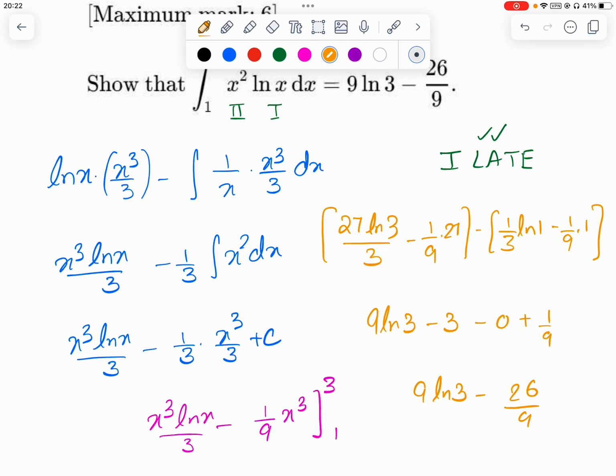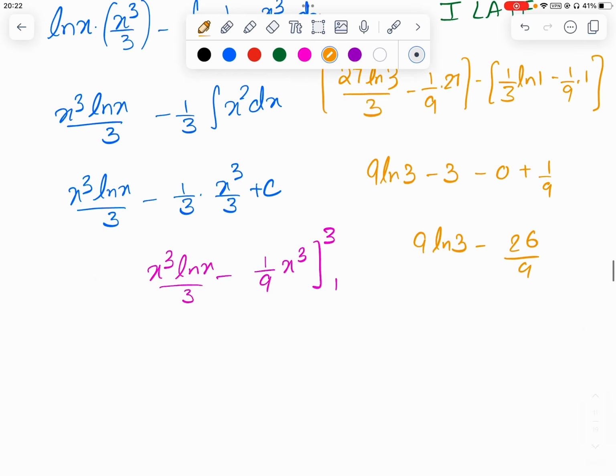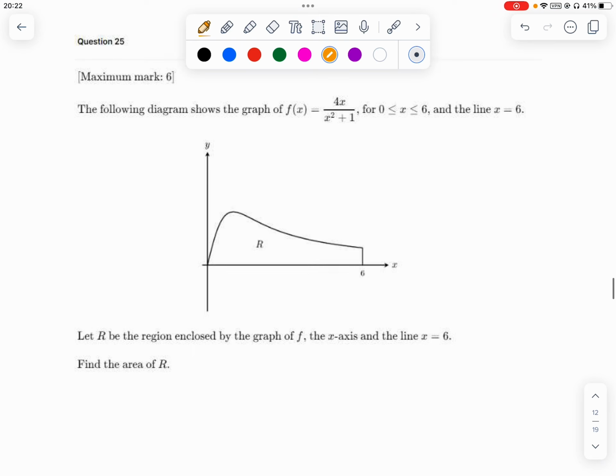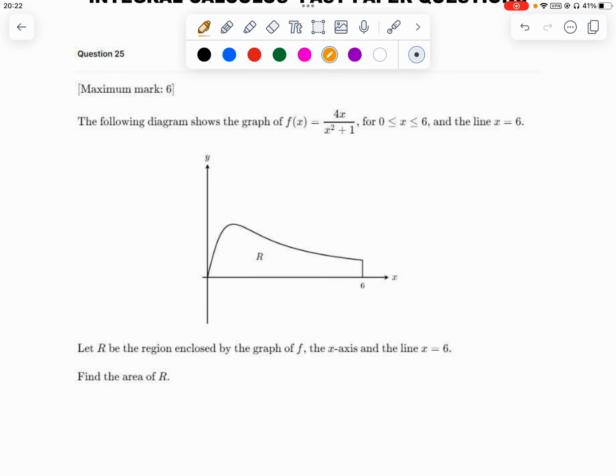Now coming to the next question. Question number 25. The following diagram shows the graph of the function f of x equals 4x upon x squared plus 1, for x lying between 0 to 6, and the line x equals 6. The region R is enclosed by the graph, x-axis and line x equal to 6. Find the area of the region.